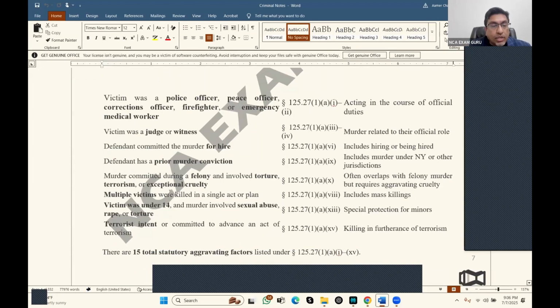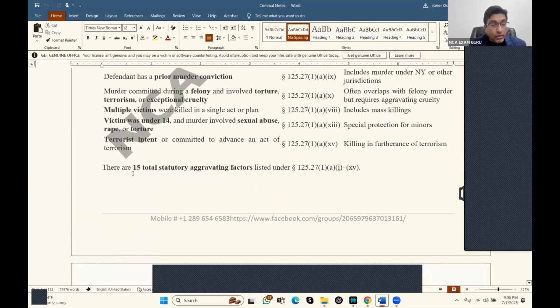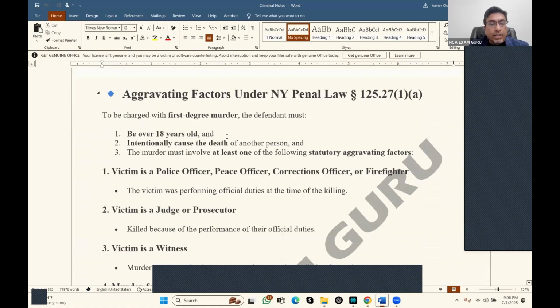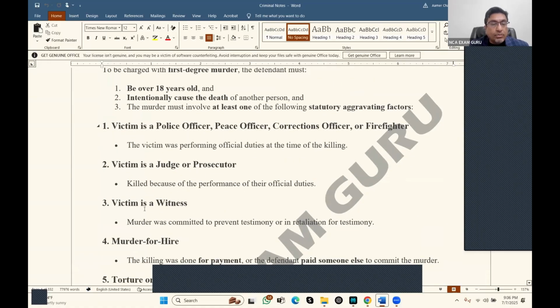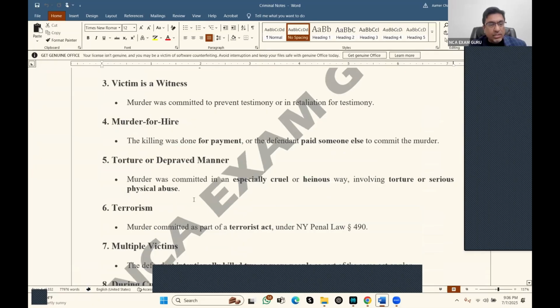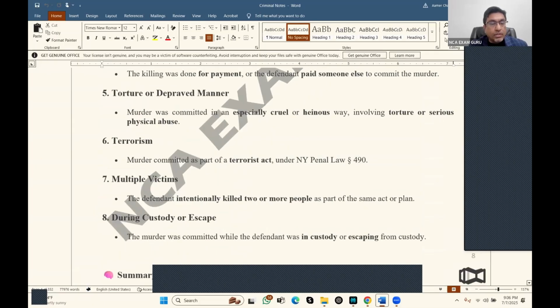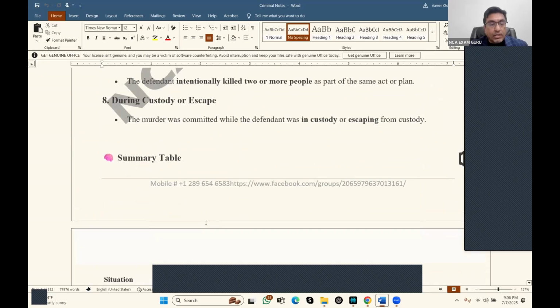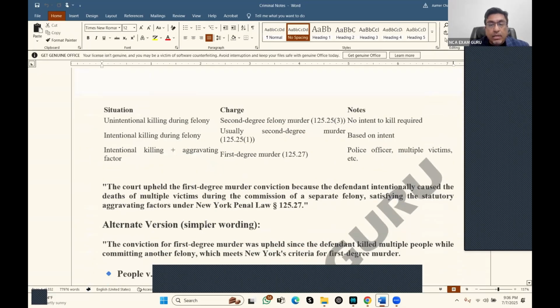Committed for, say, torture, terrorism, these are, in total, 5 aggravating factors. These are aggravating factors. Again, one second: police officer, judge, prosecutor, witness, murder for hire, killing someone by torture. These are all first degree murder, multiple victims during. Now we read ahead and see.